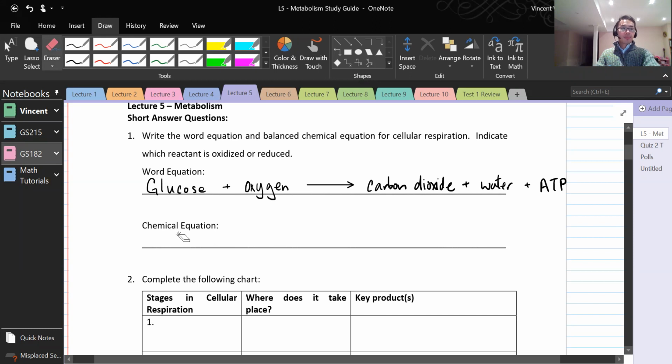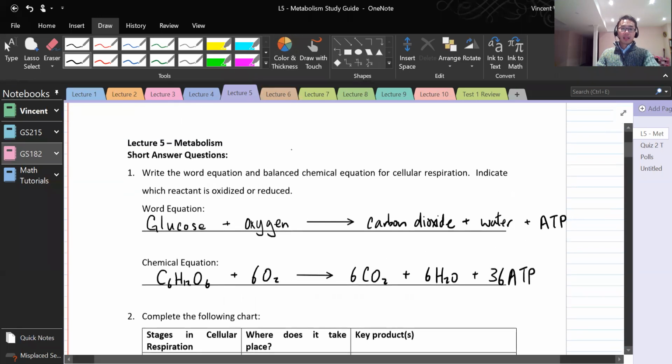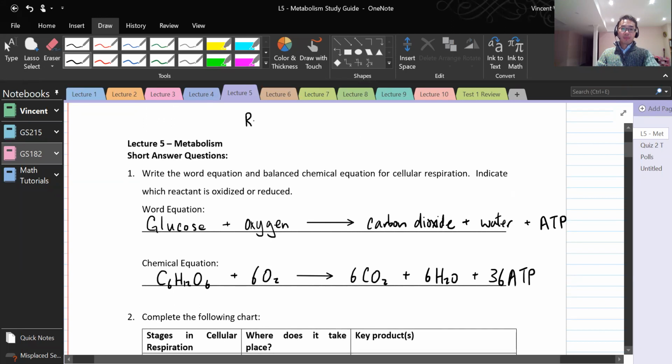So the chemical equation goes like this. Glucose is C6H12O6. And we will be reacting with 6 oxygen molecules. That will release 6 carbon dioxide molecules plus 6 water. And under ideal conditions, we will produce up to 36 ATP. Okay. Now, this is a redox reaction.